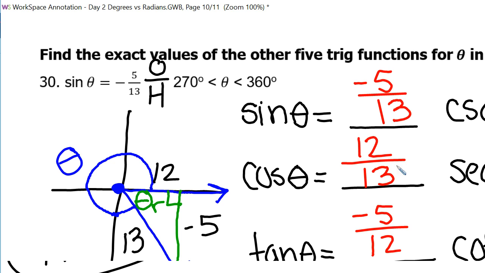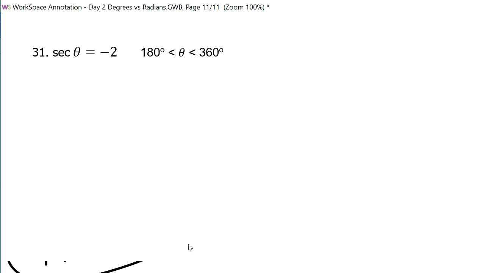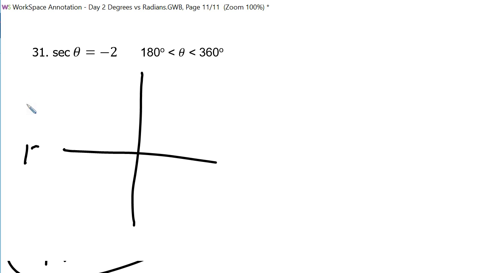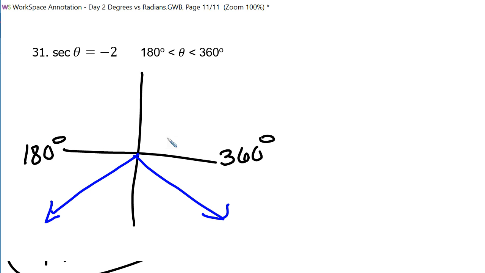Okay, one final problem. Last one. This time they tell us that theta is between 180 degrees and 360 degrees. Now that gives us a problem. Because how many quadrants are between 180 degrees and 360 degrees? 2. So it could terminate in quadrant 3, or it could terminate in quadrant 4.